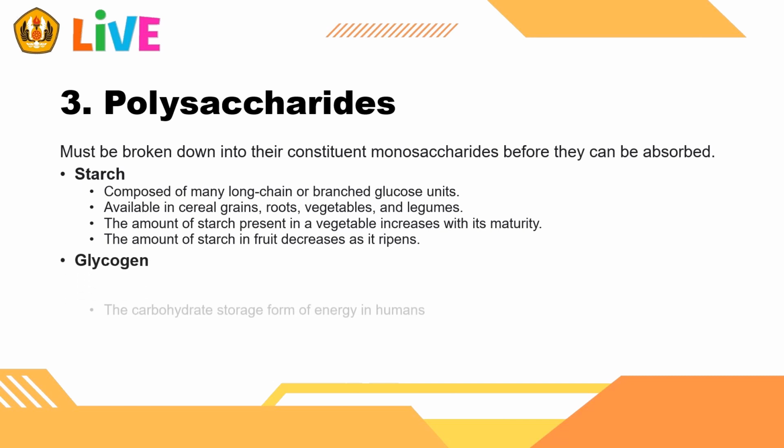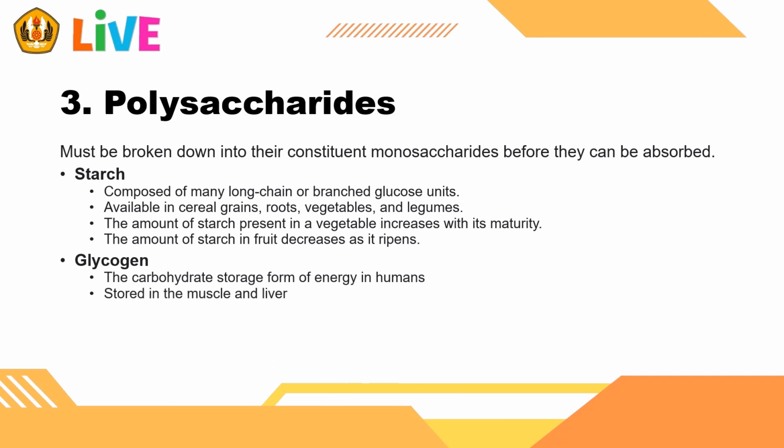Glycogen is the carbohydrate storage form of energy in humans. Stored in the muscle and liver, glycogen is readily available as a source of glucose and energy. Carbohydrates are frequently consumed in excess of immediate energy needs. Excess glucose is converted to glycogen until the limited glycogen storage capacity is filled. Simultaneously, glucose is converted into fats and stored as adipose tissue. The total amount of glycogen stored is relatively small, only enough to meet energy demands for less than a day.